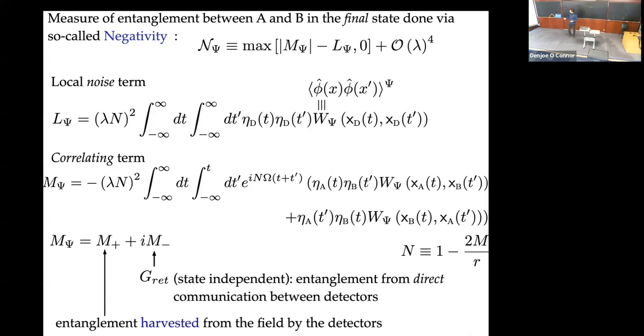M plus is the anti-commutator, so that does depend on the quantum state of the field. So what that really tells you about is not direct communication between Alice and Bob. It's literally the detectors extracting entanglement that's pre-existing in the field. It's not communication from Alice to Bob, but entanglement in the field itself. So it's particularly interesting to look at M plus specifically.